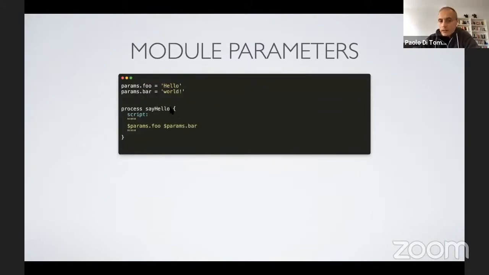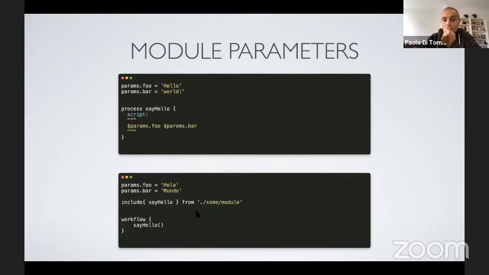Modules can have parameters like any other Nextflow script. It's nothing new here. So I can declare at the beginning of my module these two parameters and I can use them in the process. What is going to happen is that when I include the module from the main script, the module inherits the parameters coming from the external script that is including the workflow. So when I execute this, we'll say hola mundo, because the parameter came from here, injected into the module. So this parameter would be the one exposed by this context.